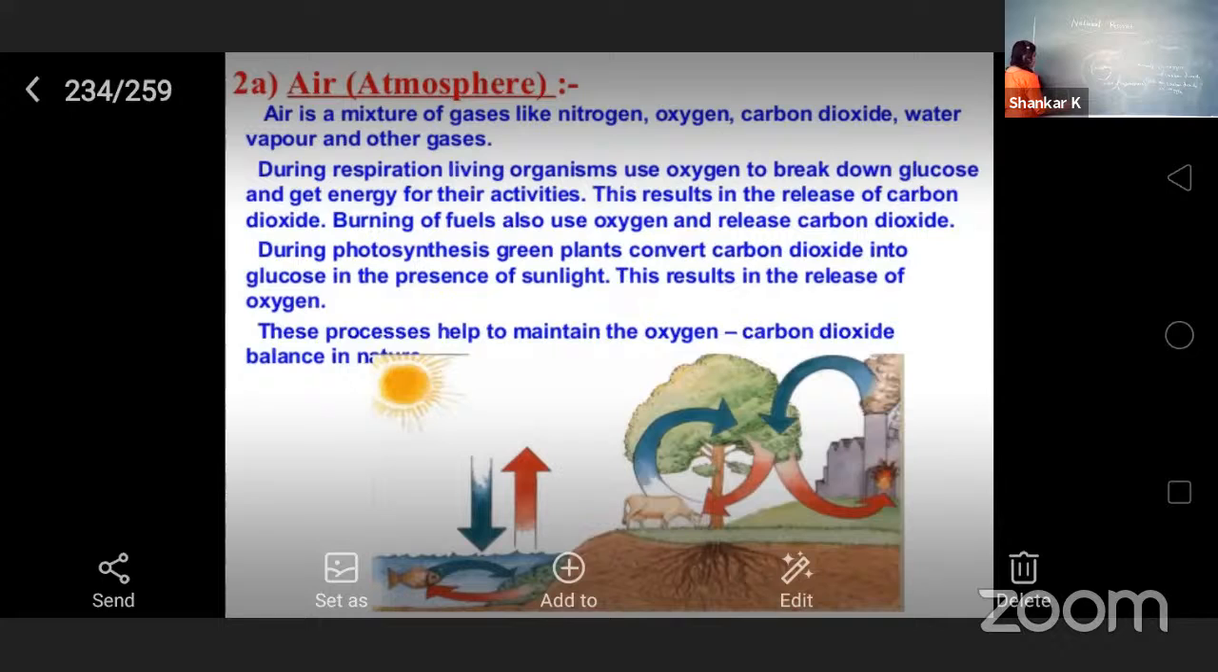To balance nature, we need more plants. We have to grow more plants and trees and animals. All living organisms should be there. Here we are balancing nature by this process, that is maintaining the oxygen and carbon dioxide.